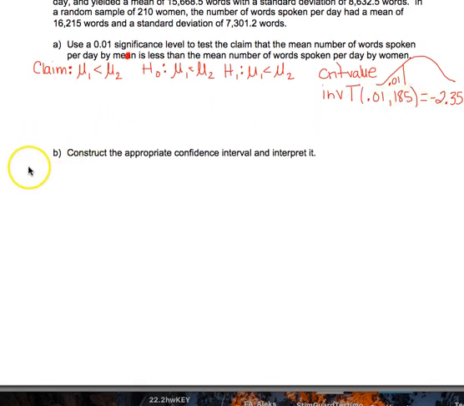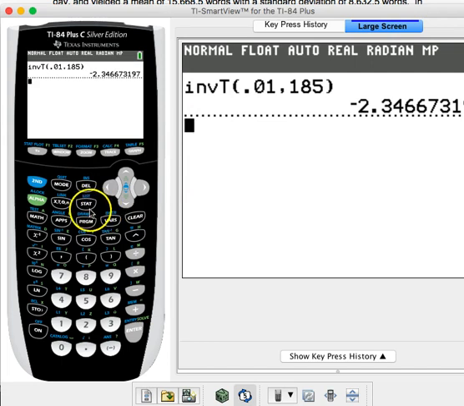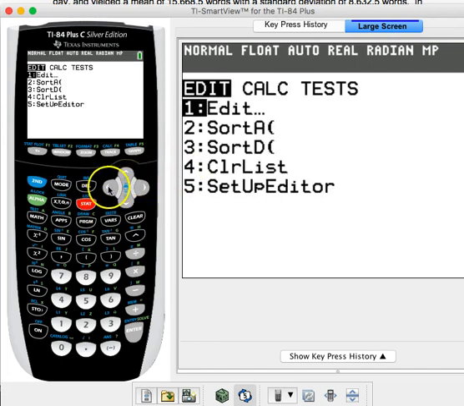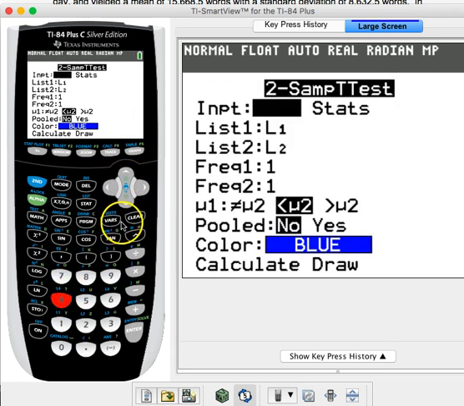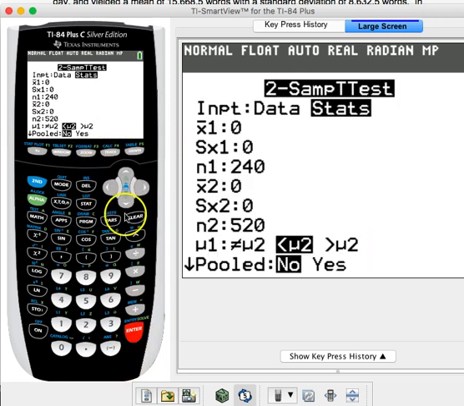Now I'm going to go ahead and run my hypothesis test. So go to stat tests, and again, like it says in the notes, we're choosing choice 4 for two-sample t-test. You will have situations where you have data. We've already gone over how to do data as opposed to statistics.